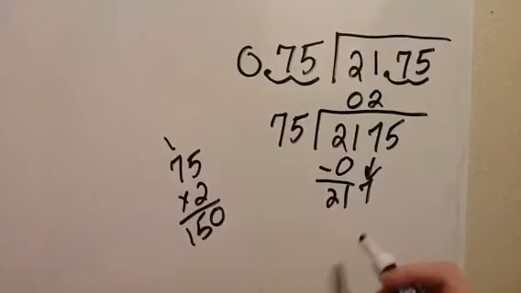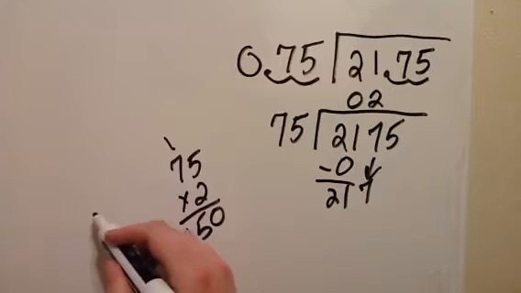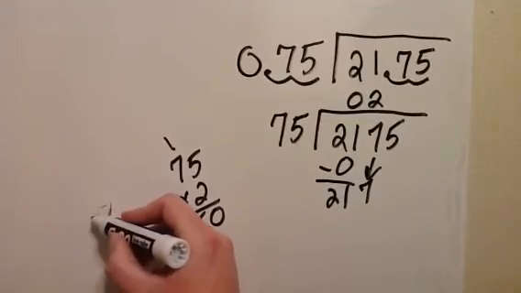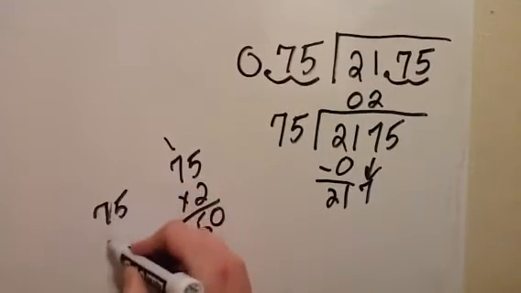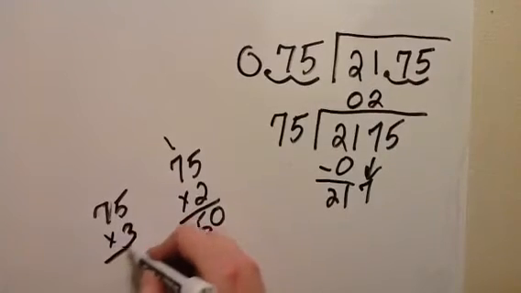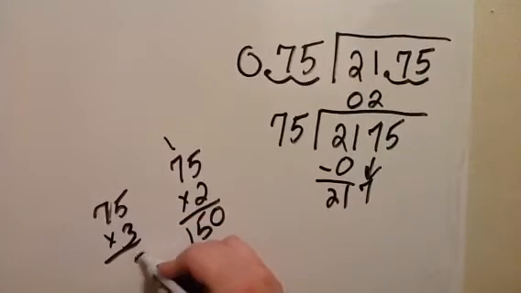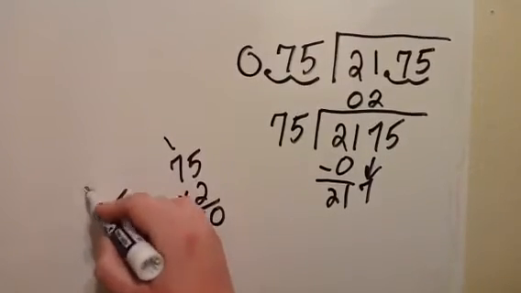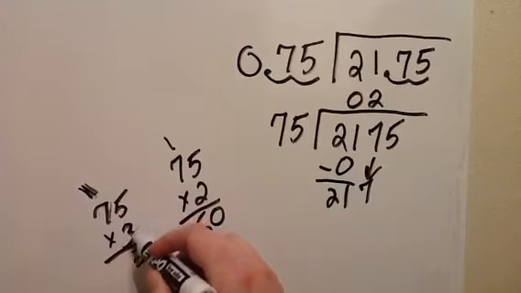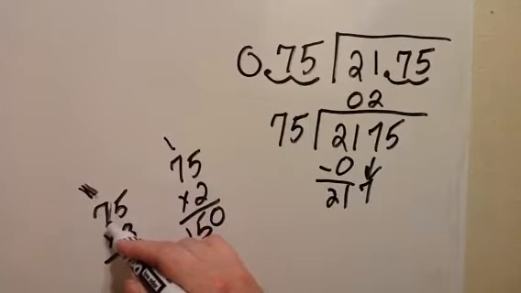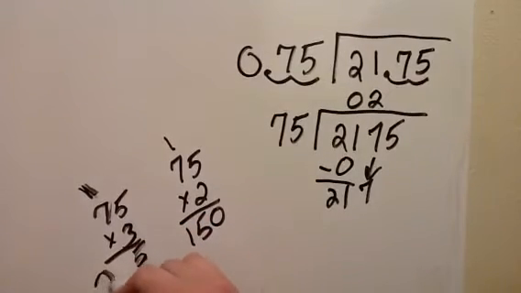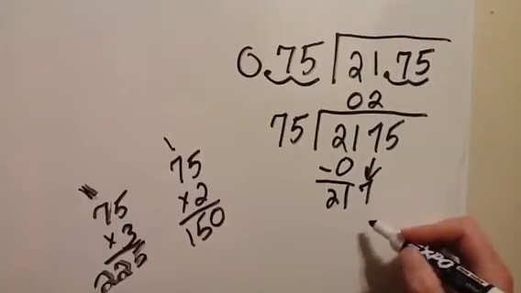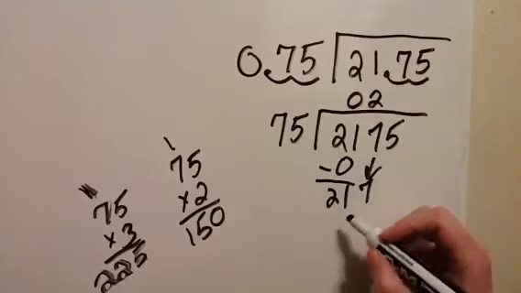Now 150 doesn't seem like it's really close, but if we go over here and we multiply 75 times 3, 3 times 5 is going to give us 15. We're going to carry the 1. 3 times 7 is going to give us 21, plus 1 is going to give us 22, and that's 225, and this number is larger than 217, so that's why we've got to go with the 2.